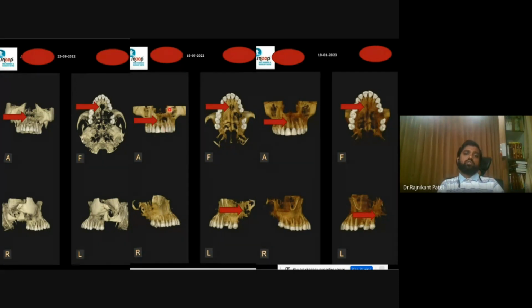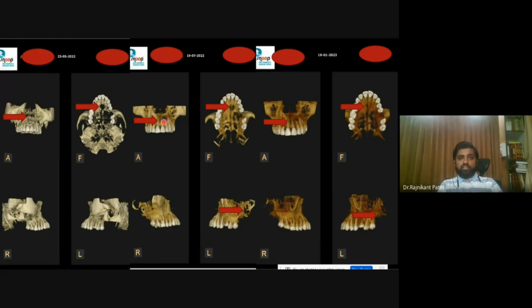So this area is showing a black mark. This yellow color is showing that there is healthy bone here. But in between here, you can see there is a black mark that shows there is no bone in there. The bone is lost due to osteomyelitis and necrosis due to osteomyelitis.